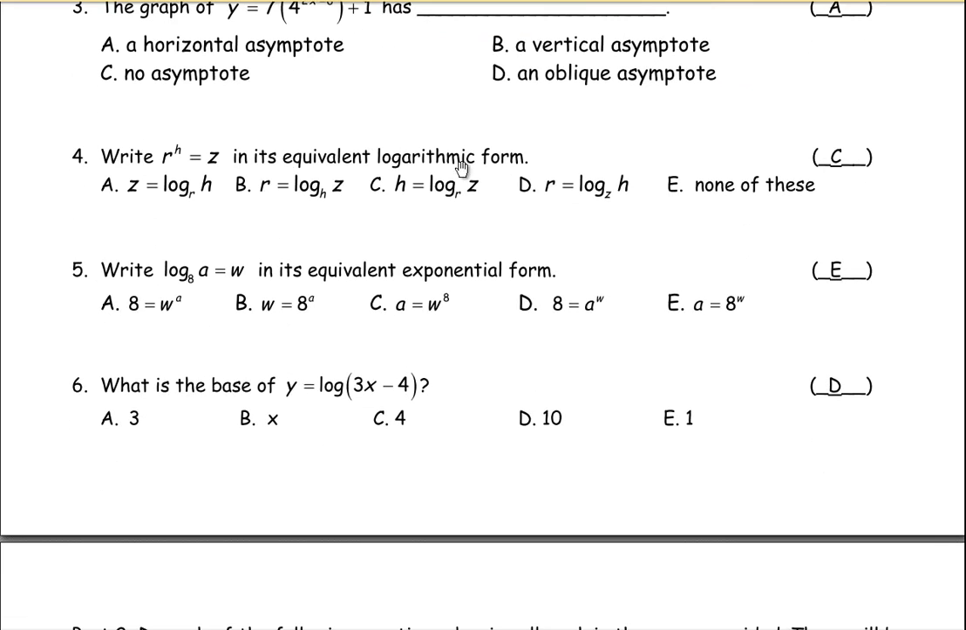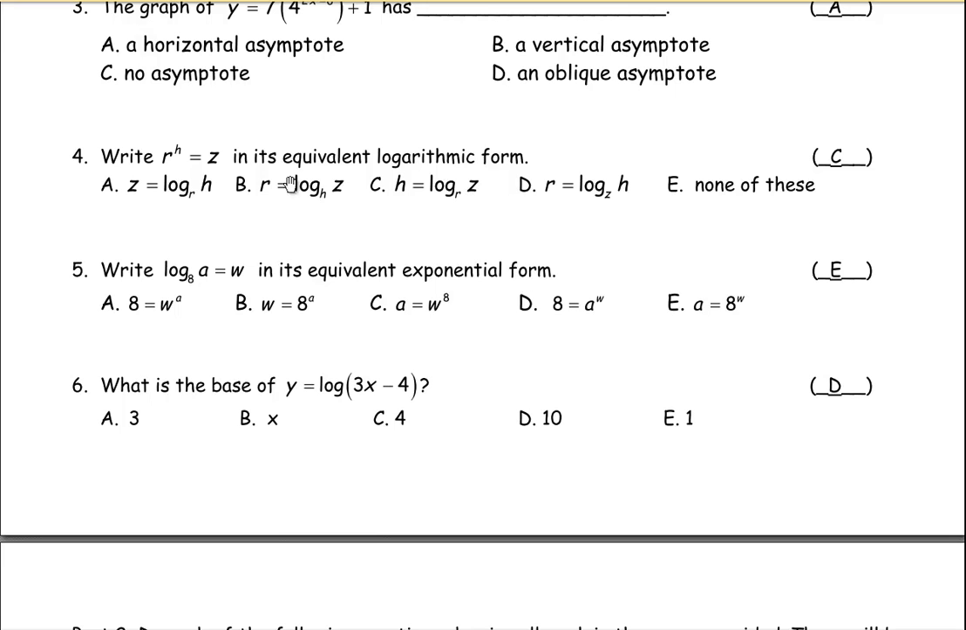For question number 4, we're asked to write this one in its equivalent logarithmic form. And the base of the power is also the base of the logarithm. So r is the base of this power. Well, this might be correct, A, but that one can't be because the base is h. So C might be right. That's got a base of r, but D couldn't be because the base is z. And so the way you figure out which one it is, either A or C, is the exponent, the h, would equal the logarithm of z base r, which is answer C. h equals the log of z base r.